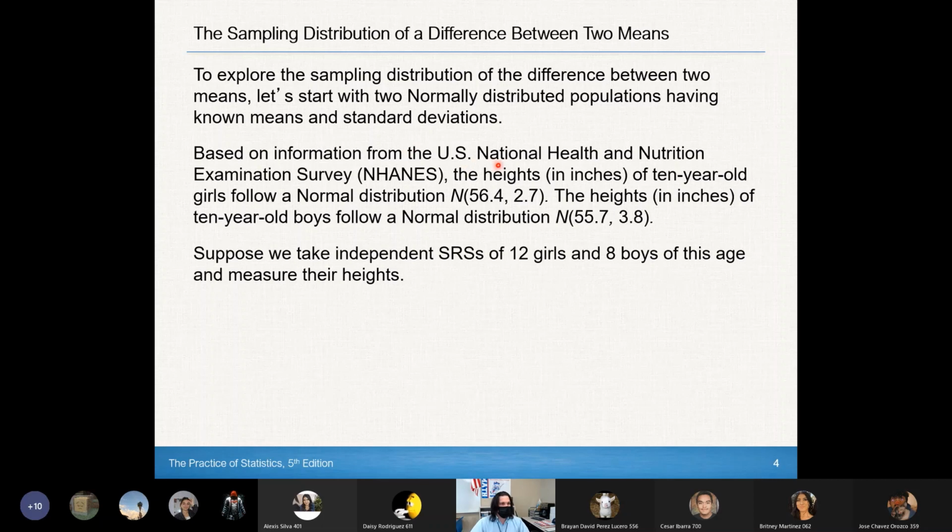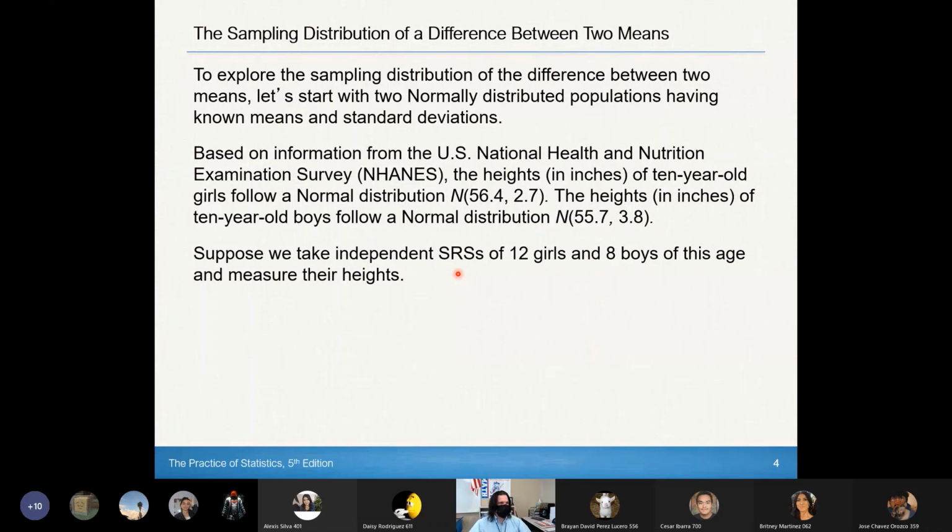Based on information from the U.S. National Health and Nutrition Examination Survey, the heights in inches of 10-year-old girls follow a normal distribution, N(56.4, 2.7). And recall this notation means that we are normally distributed with a mean of 56.4 and a standard deviation of 2.7. The heights in inches of 10-year-old boys follow a normal distribution, N(55.7, 3.8).